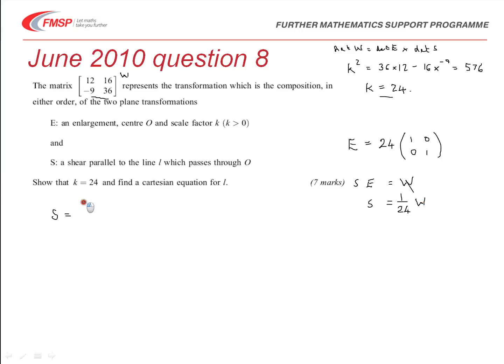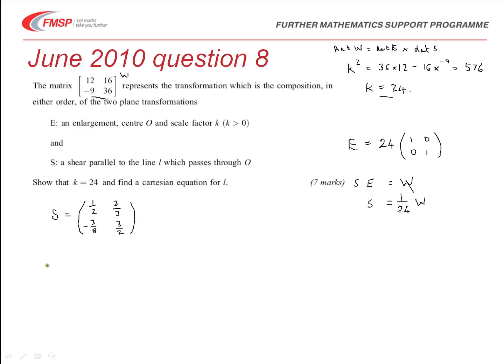So if that's the case, if we divide that by 24, we get a half. Negative 9 over 24, which is negative 3 over 8. And 16 over 24 is 2/3. And 36 over 24 is 3 over 2. So there we have our matrix for S.